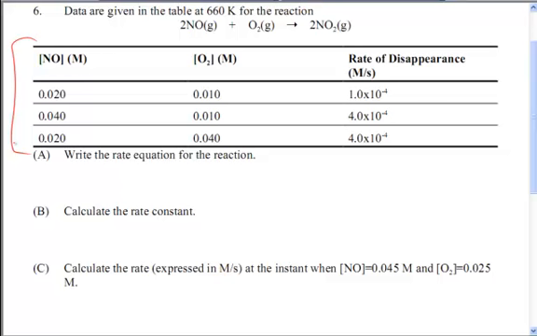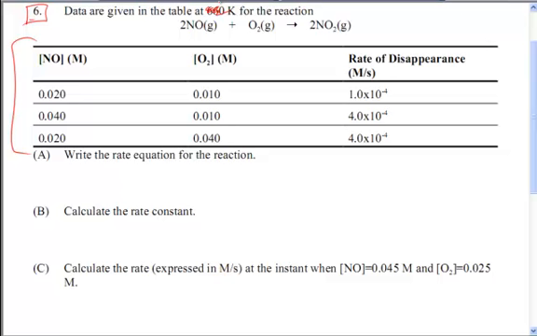Okay, the example problems I chose are all from the review sheet. So this one is question number 6 from the Kinetics review sheet, and the other 2 will also be numbered accordingly. It says data given in the data table at 660 Kelvin for the reaction, blah, blah, blah. Ignore the temperature. Remember what I said in a previous podcast, that rate is dependent on temperature. So if the temperature changes, your rate and your rate constant are going to change. But for our purposes, that's never going to happen. We're never going to factor temperature into the problem.